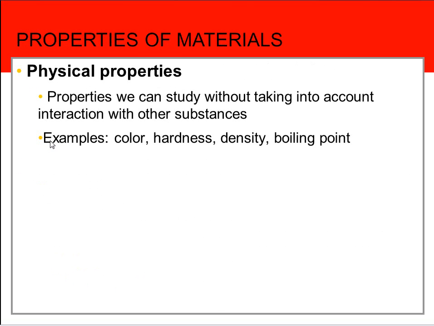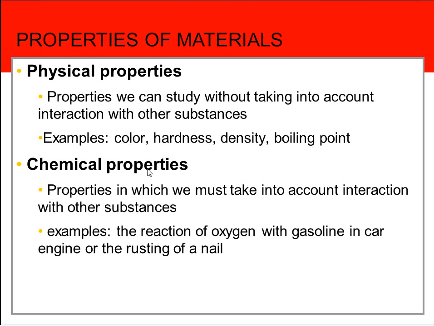So when we describe elements, we can describe both physical properties and chemical properties. Physical properties are defined as properties that we can study without taking into account interaction with other substances. For example, color, hardness, density, and boiling point.